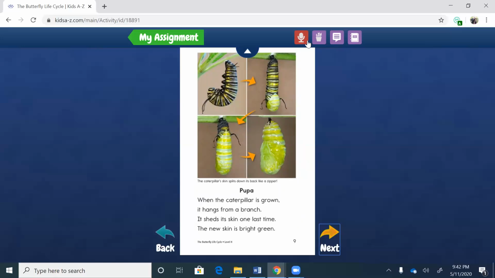All right, we have the words under a picture. What's that called? Caption. Look at the picture and it's showing 4 boxes. The caterpillar skin splits down its back like a zipper, and it's showing you the stages. When the caterpillar is grown, it hangs from a branch. It sheds its skin one last time. The new skin is bright green.